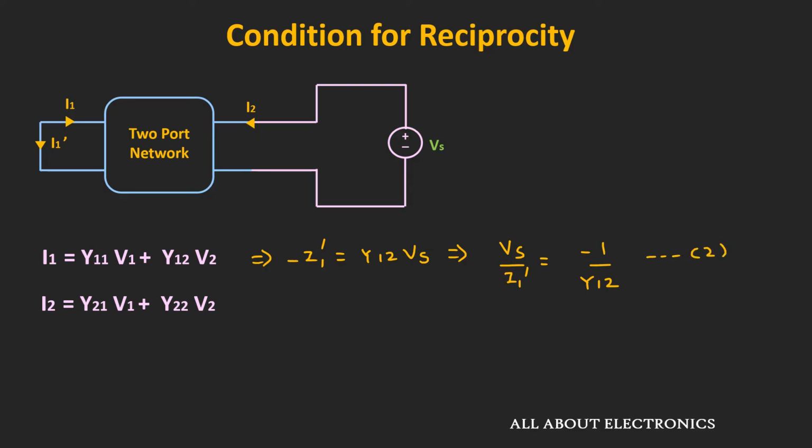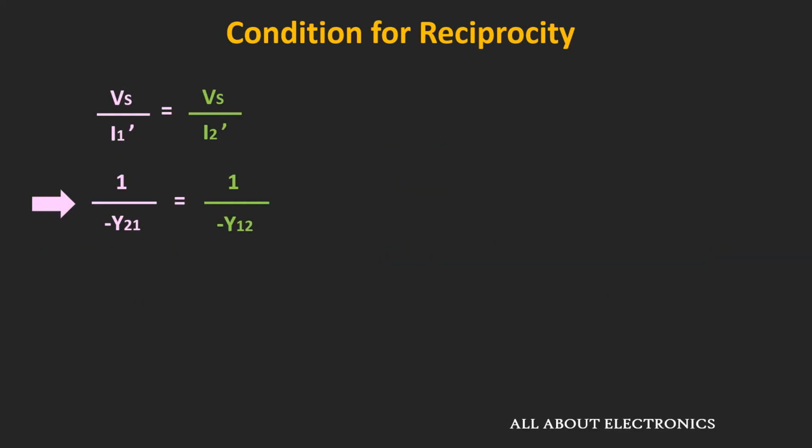So if the two-port network is reciprocal, then these two ratios, or equations 1 and 2, should be equal. Or we can say that Y21 should be equal to Y12. That means if this condition gets satisfied, then we can say that the network is reciprocal.